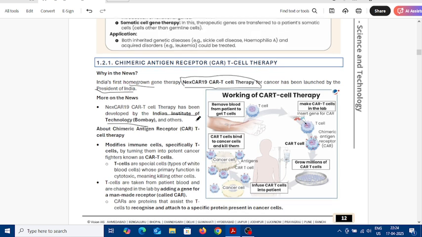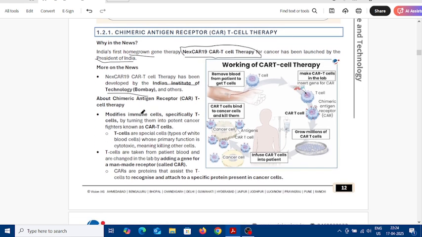Now about this, it modifies immune cells, specifically the T cells, turning them into cancer fighting cells known as CAR T cells. T cells are special cells. It is a type of white blood cells. Primary function इनका होता है कि killing other cells. So by making them potent so that they kill cancer cells, हम कैंसर को prevent कर सकते हैं.